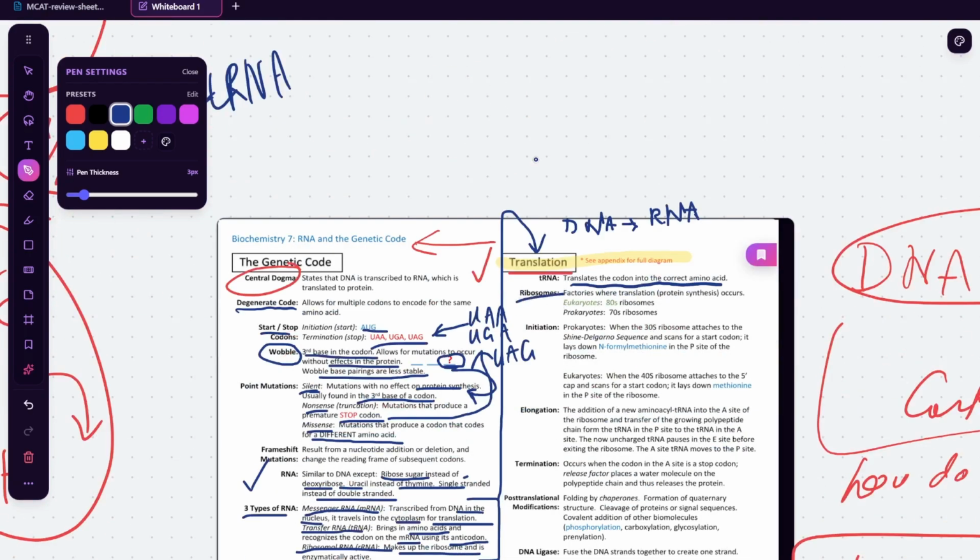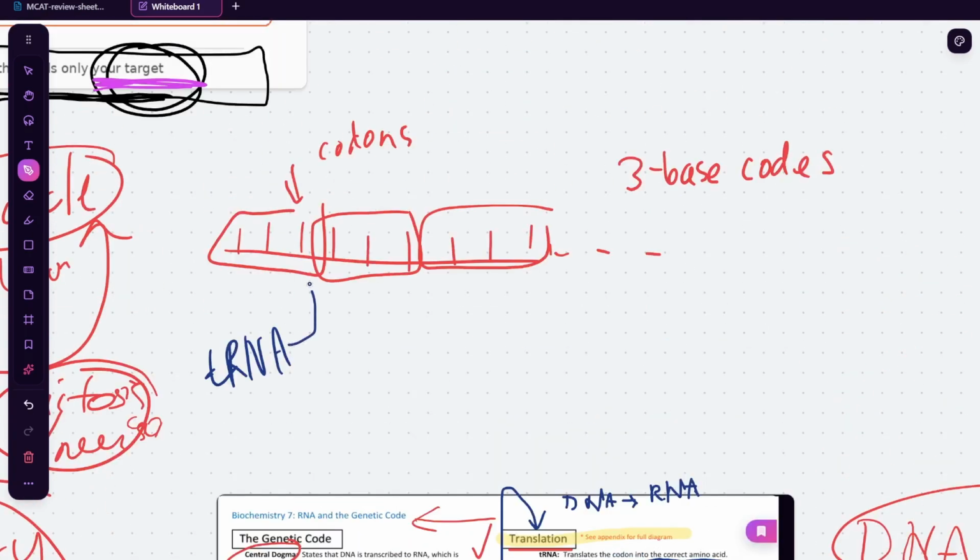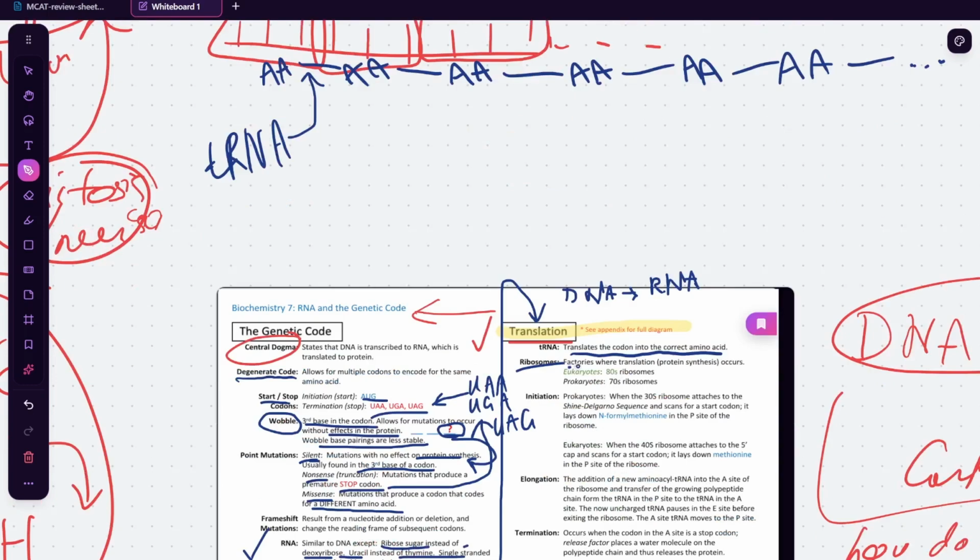And then now we have ribosomes. So tRNA will bring in an amino acid based on that 3-base code, or that instruction, right? And the amino acids link together in a protein chain. So this one will be linked, this one will be linked. And once you get enough amino acids, you're making a protein, right? Then you have the ribosome, which is the factory where translation or protein synthesis occurs. This is where it makes the proteins.